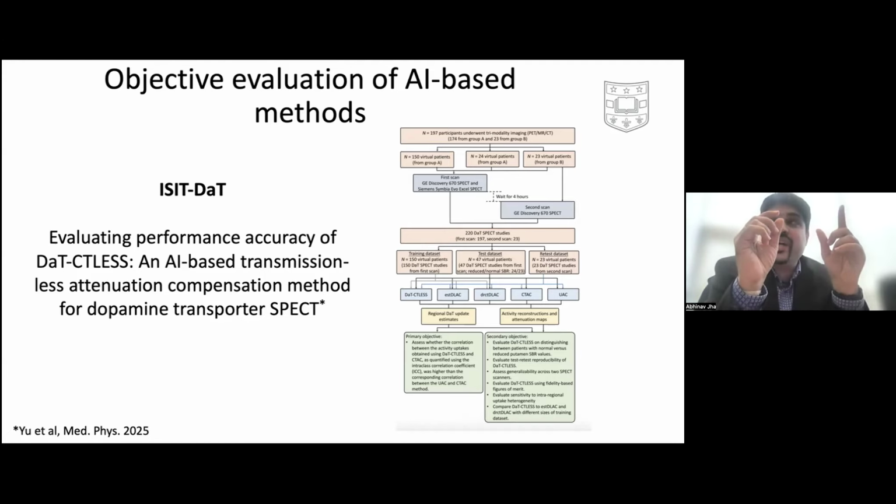The task is looking at activity estimates, how accurate they are, how correct they are. So the primary objective was assess whether the correlation between activity uptakes obtained between our approach, which we call DAT CT-less, and CT-based correction, CTAC, as quantified again using the intra-class correlation, was higher than the corresponding correlation between the uniform attenuation correction, which is what you use when you don't have a CT, and CTAC.